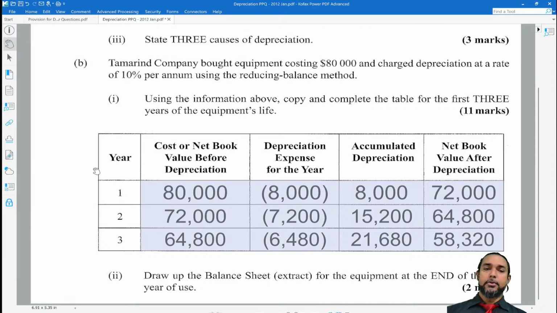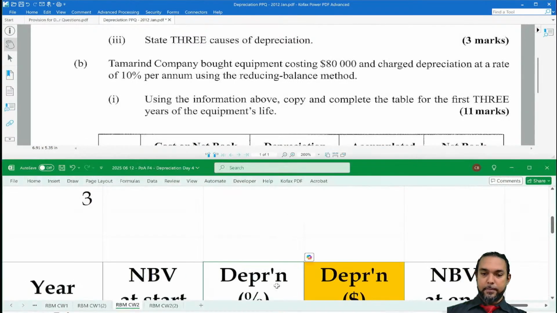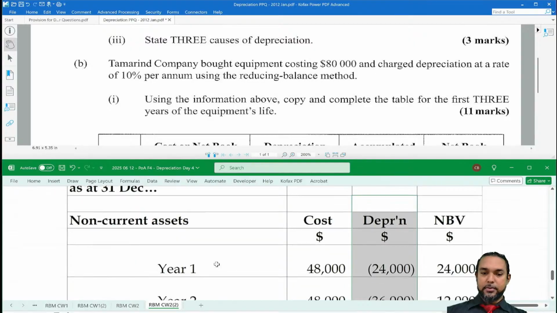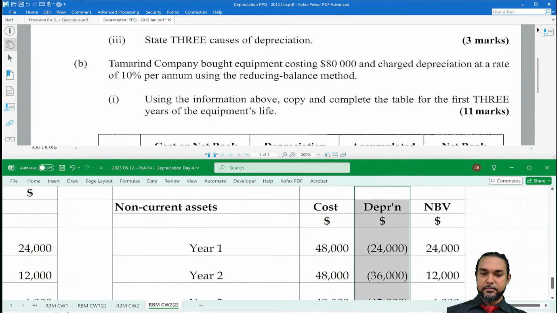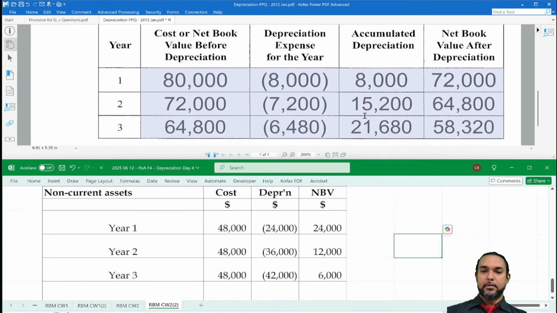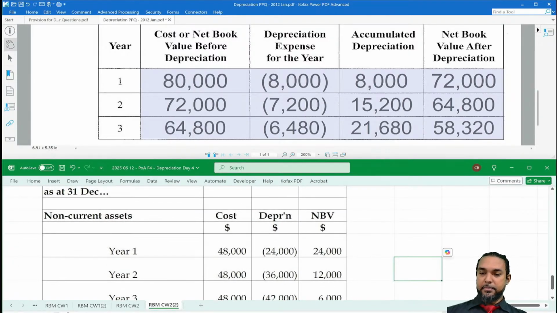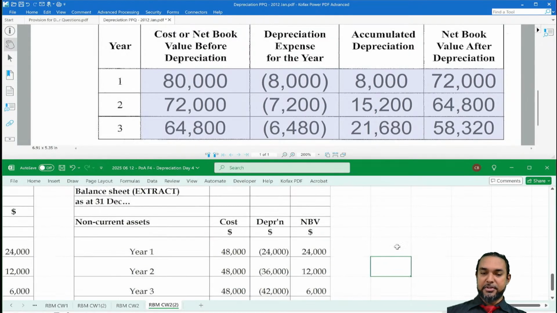Okay. All right. So here's what I want you all to do now. I know the question does ask for a balance sheet extract for the end of the third year of use, right? Well, what I want you all to do is, so hold on, let me put this on top here. Put this below here and put them up, right? So what I want here is the balance sheet extract. What I have below here is just the example, right? So you're going to head it up Tamron Company, balance sheet extract, right?